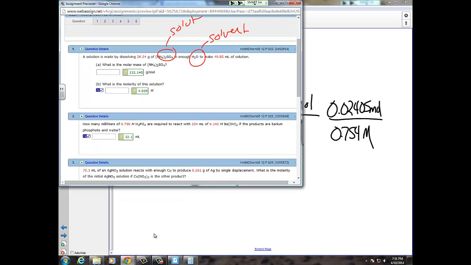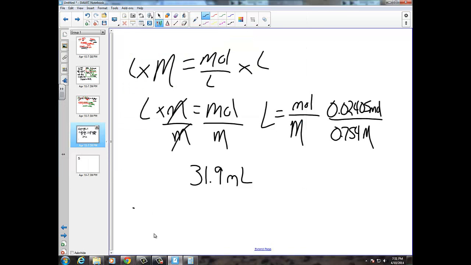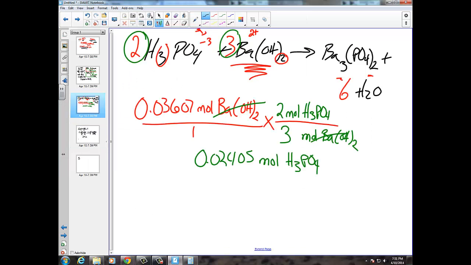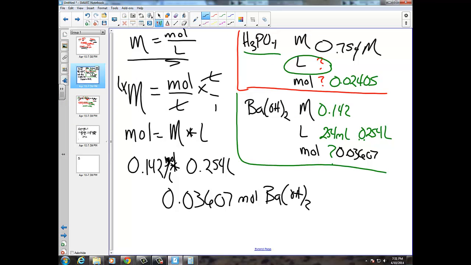Uh-oh. Oh, that's why. 0.750 molar, is that what number I used? Oh, I put 754. Oops, so this was wrong. That's okay, so now we can identify where we went wrong. I wrote the wrong number down, 0.750 here.